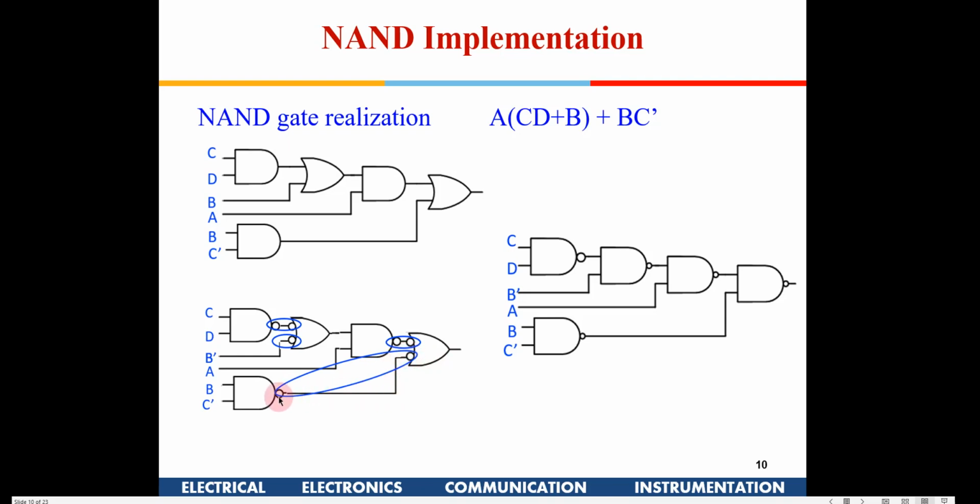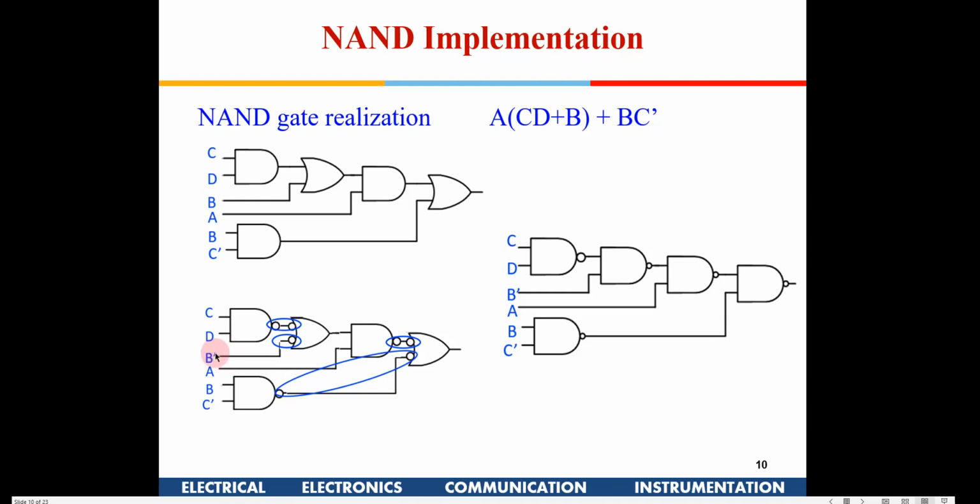To compensate for that bubble, I have put one more bubble here, so all the bubbles should be in pair. This is a single bubble out here, so I have changed this into B dash. Or you can put an inverter out here, or you can use a NAND gate.